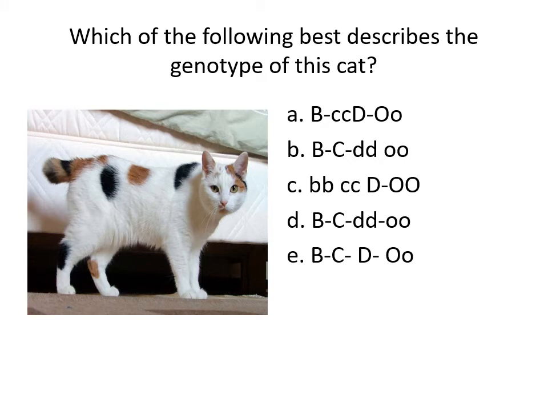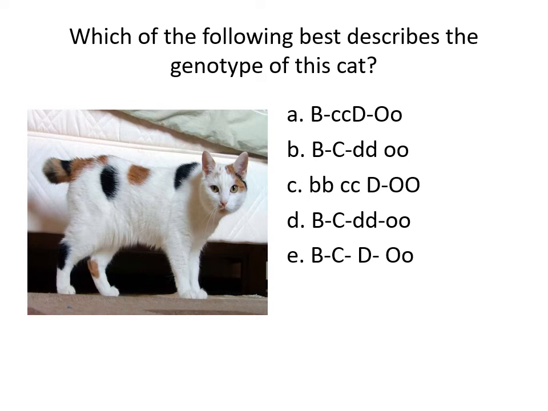Okay, which of the following best describes the genotype of this cat? Again, we're not asking about all the loci, just some of them. So the cat has color, so it's big B, the default. It's not brown. The cat is big C because she has color. She's not dilute, and she's a calico. So she's got to be big O, little O, right?